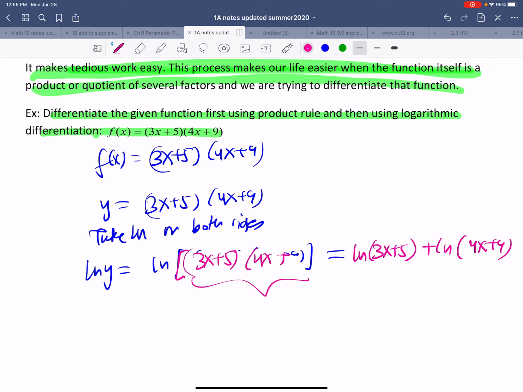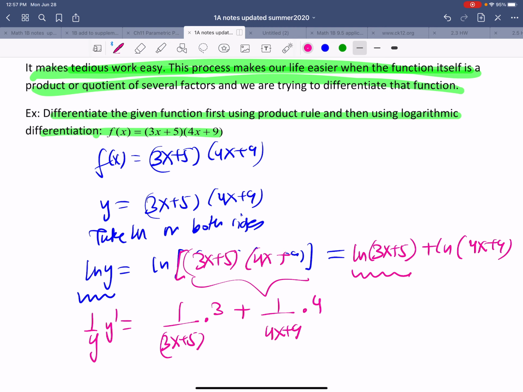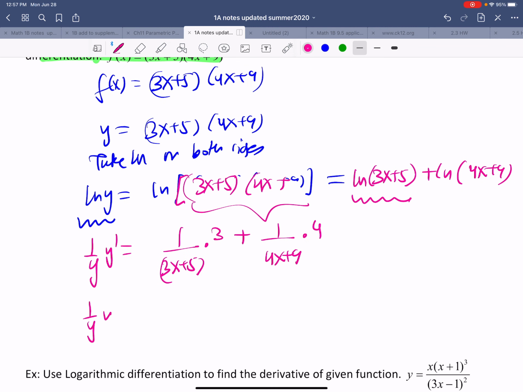So now we're going to do the derivative on both sides. On the left-hand side, be careful because y is a function of x. Derivative of natural log of y would be 1 over y times y prime. We are using implicit differentiation. Every time we take the derivative of y, we tack on a y prime because y is a function of x. Derivative of natural log of 3x plus 5 would be 1 over 3x plus 5 times the derivative of the inner function, plus 1 over 4x plus 9 times the derivative of the inner function. Okay, 1 over y times y prime is equal to 3 over 3x plus 5 plus 4 over 4x plus 9.